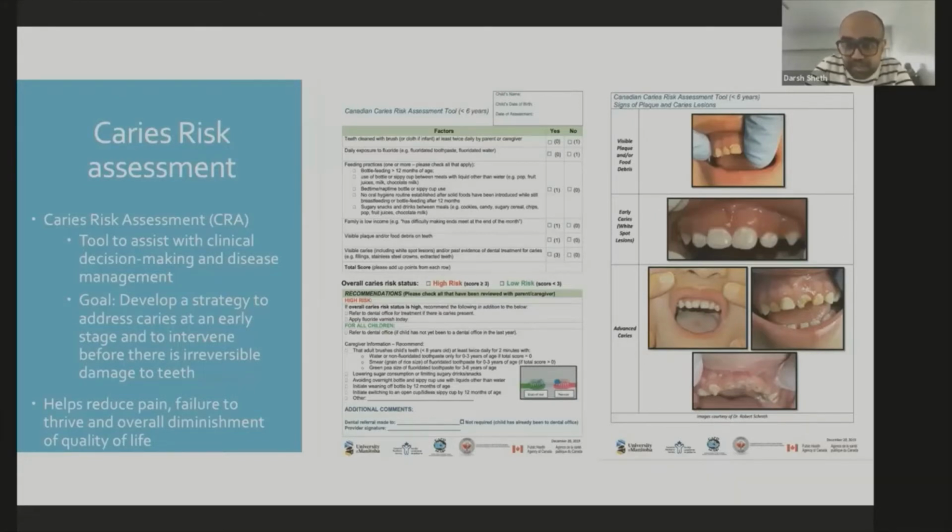On this slide, I also have the Canadian Caries Risk Assessment Tool made for children under the age of 6 years. It was made by my mentor, Dr. Robert Schrott. It's easy to fill out. It's got factors and questions at the top. It gets you a score that you can rate as a high risk or a low risk.